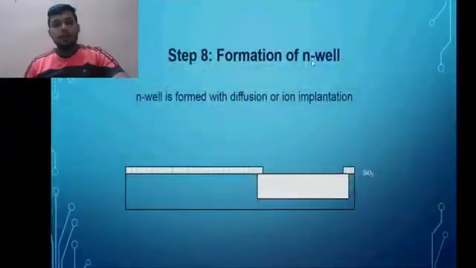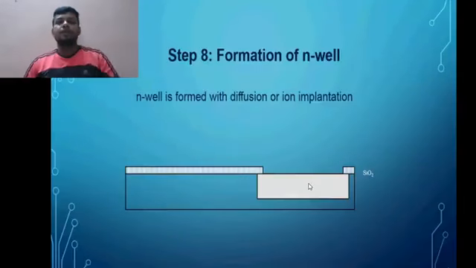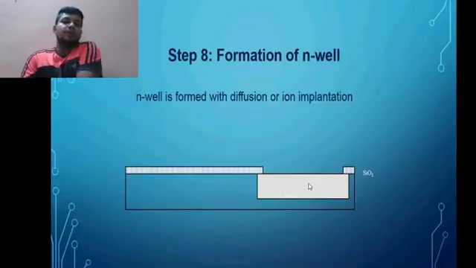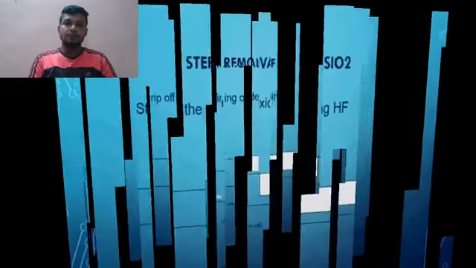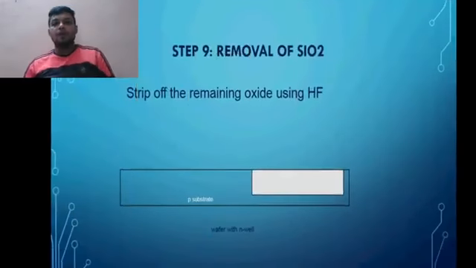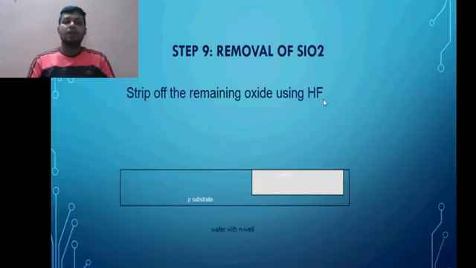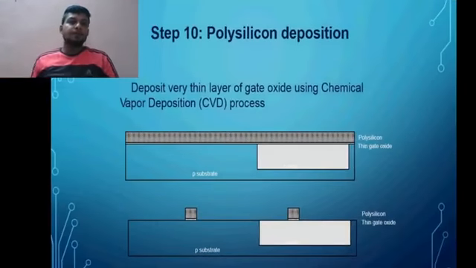and in this step we'll form an N well. The N well is formed with ion implantation. So after the N well is formed, we'll strip off the oxide layer using hydrofluoric acid. In this step, again, a polysilicon layer is added using chemical vapor deposition.